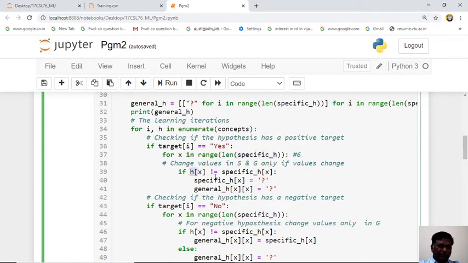Now, if h of x is not equal to specific of h. Where is h of x? H of x is from your for loop. So here is the for loop. It takes your first data, first row data. The entire row is there in this h of x. So h of x, x is 0, right? So this is your concepts. How many concepts do you have? 4 concepts you have. All the concepts have 6 values.